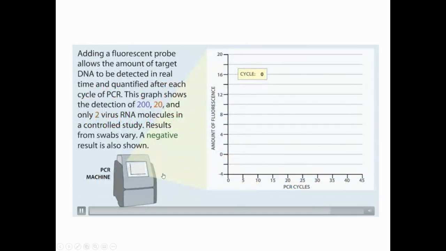Adding a fluorescent probe allows the amount of target DNA to be measured. So now, if you have the fluorescent probe, then that'll be the qPCR. And since it's RT-PCR, the whole process is called qRT-PCR.